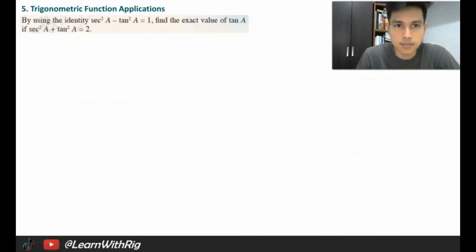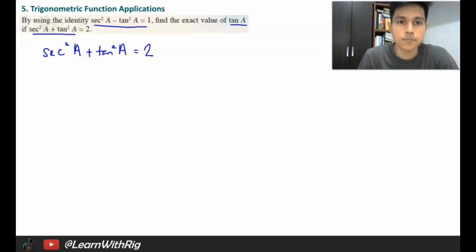By using the identity secant square a minus tangent square a equals to 1, they ask you to use this. Find the exact value of tangent a if they give you a new equation here. So they're asking you to solve this equation here, secant square a plus tangent square a equals to 2. They want you to solve this using this. So this is one of the identities, right? So secant square a minus tangent square a equals to 1.